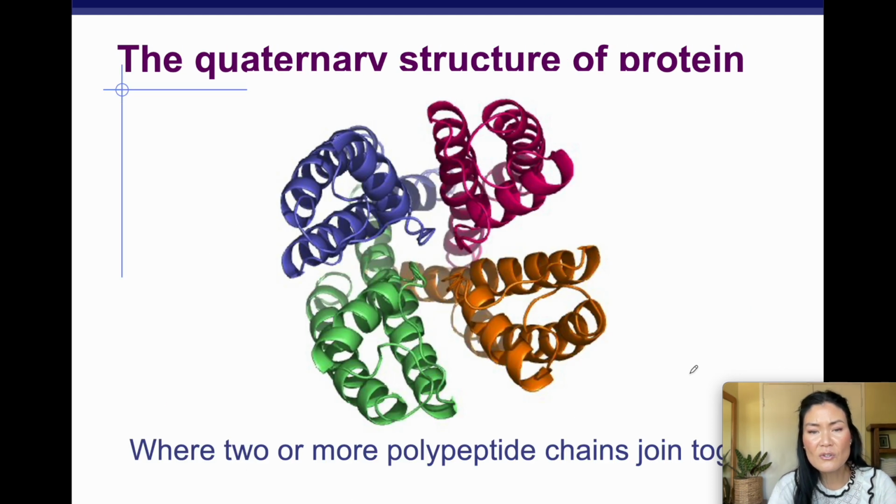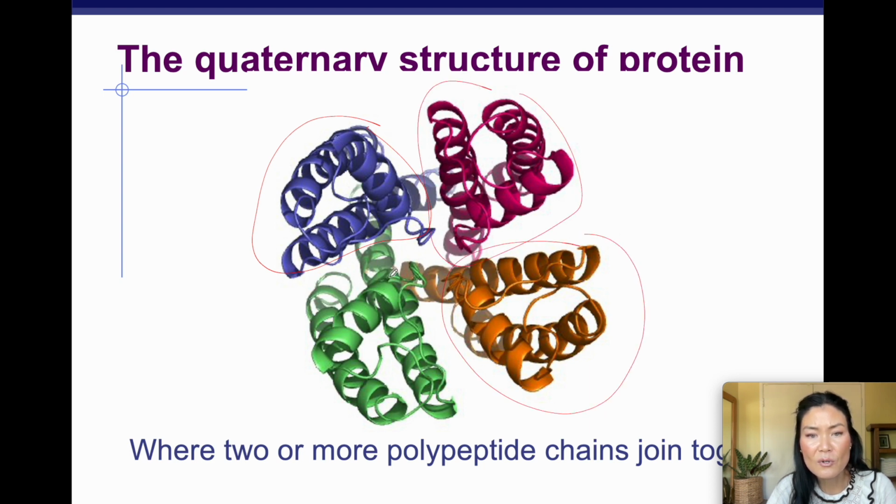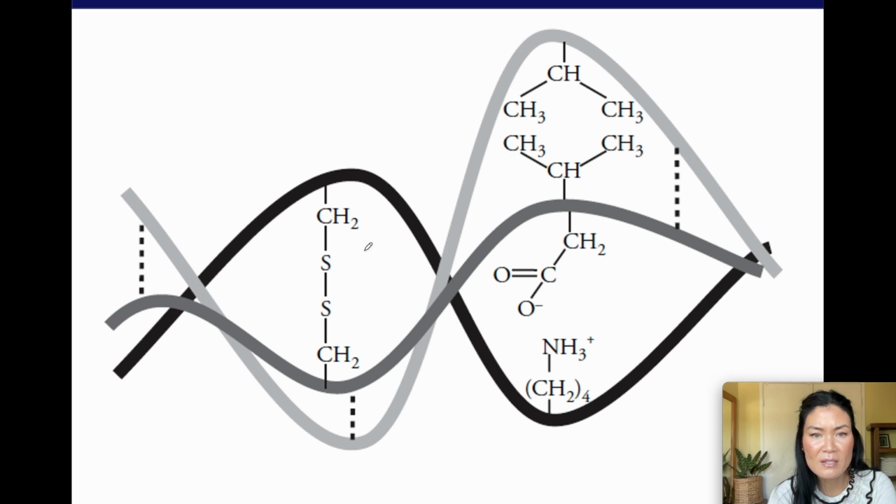And then quaternary structure of protein is where you have two or more tertiary structures coming together, and they can form several types of bonds keeping them together. This quaternary structure of protein is functional. Two or more polypeptide chains join together to form a functional protein. They're called polypeptide chains because you've got many peptide bonds linking the amino acids together.